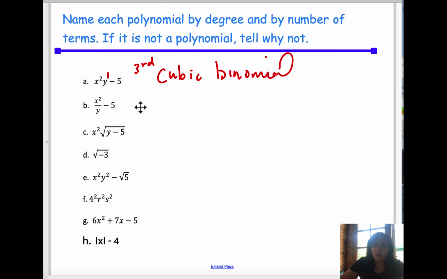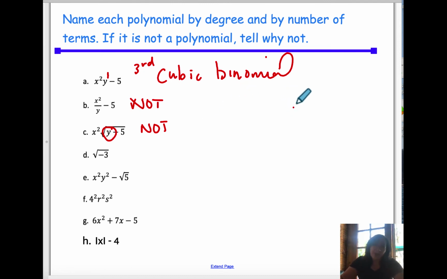This one, oh, by the way, is not a polynomial. The reason why is because you're dividing by a variable. No variables are allowed on the denominator. Also, this is not a polynomial, because again, you can't have a variable under the root.